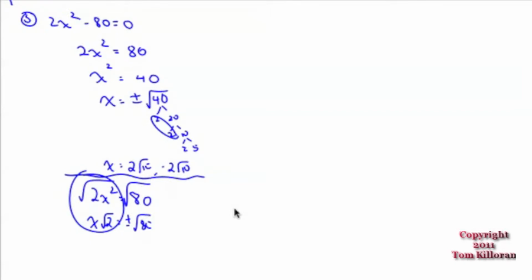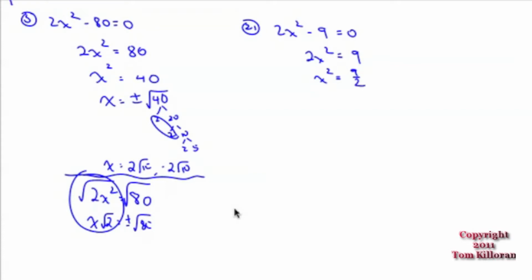Okay. What was the other one? Number 21. It's the same thing. 21: 2x squared minus 9 is equal to 0. Okay. So you add the 9 across, you get 2x squared is equal to 9. You divide by 2, you get x squared is equal to 9 halves.